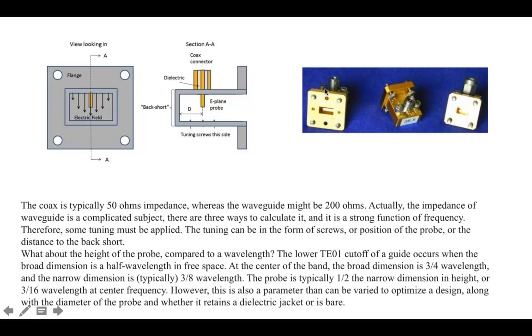Here's a photograph showing the coax connector. This would be the actual picture of what's going on up here, just three different ones from three different perspectives. And your coax screws in right here at the top.